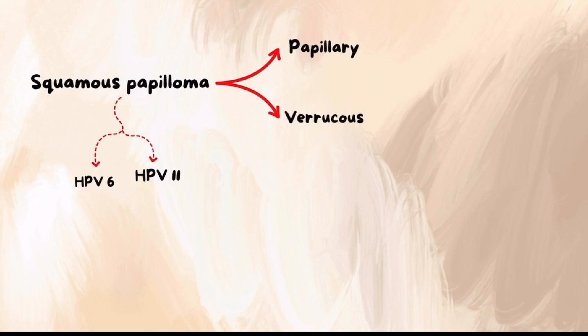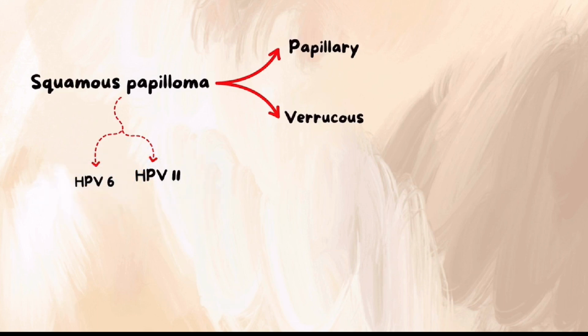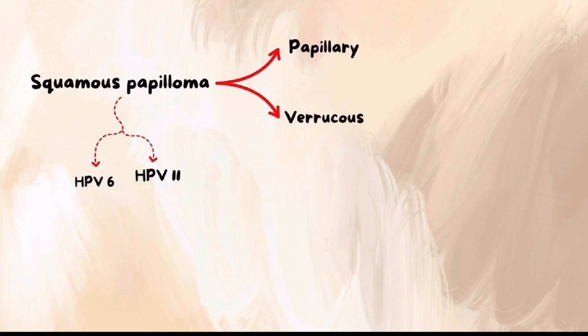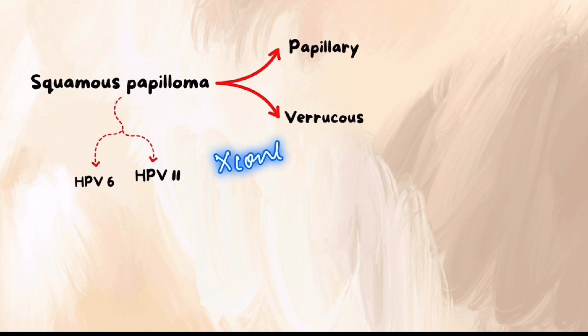Now there are different types of human papillomavirus, out of which type 6 and type 11 are associated with oral squamous papilloma. These two types are associated with benign lesions, and they do not cause oral malignancies. These two types have very little virulence, and the infectivity rate is also very low for type 6 and type 11. And the tumor which is caused by these two types is not contagious.